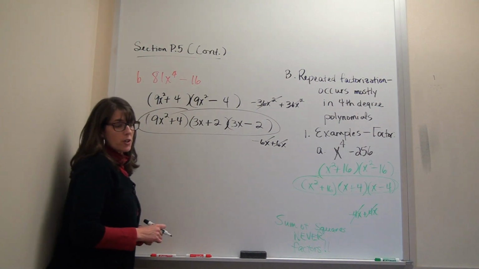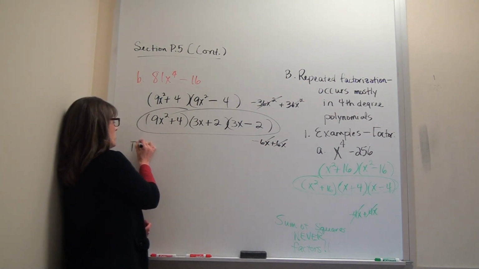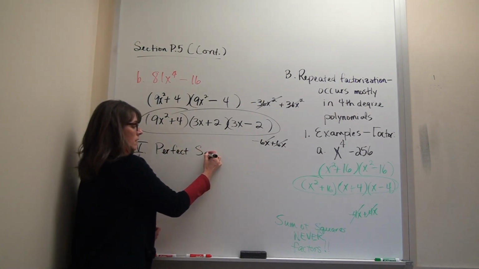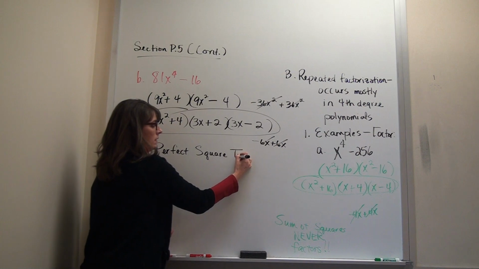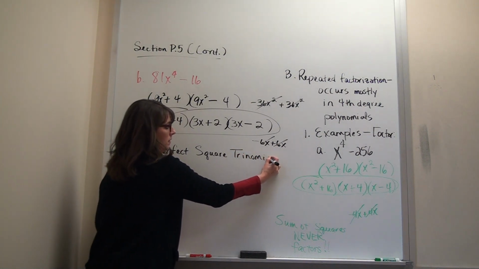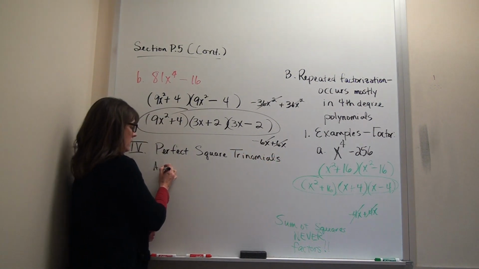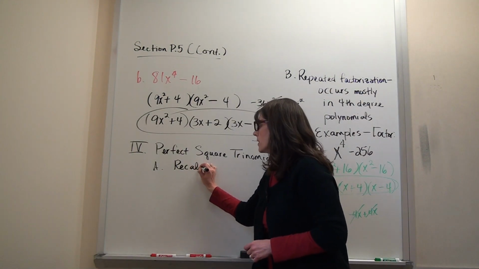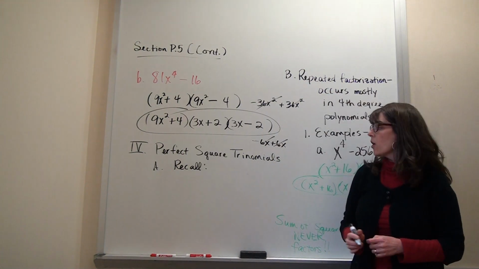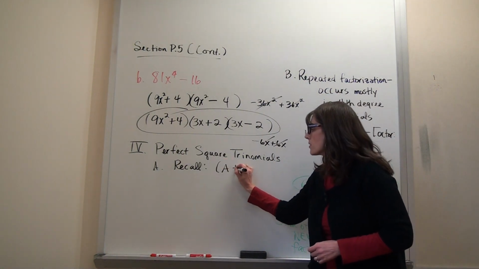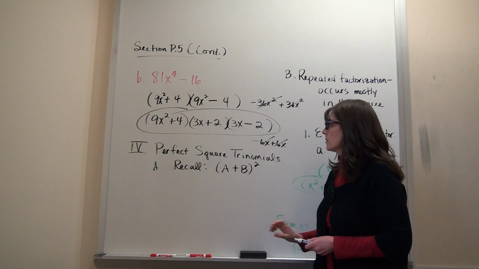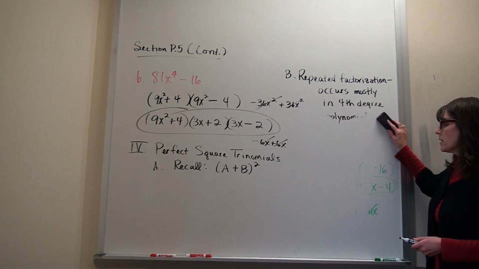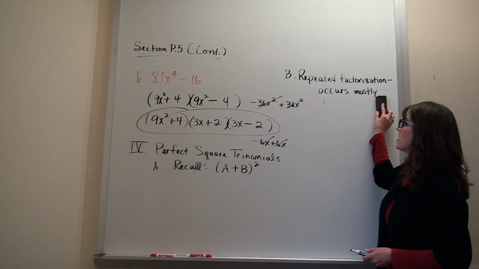So now let's take a look at the idea of a perfect square trinomial. What happens with perfect square trinomials is we need to do a little bit of a recall here. And what we need to recall is that if I have something that looks like this, you need to remember what it means when you have an a plus b quantity squared.